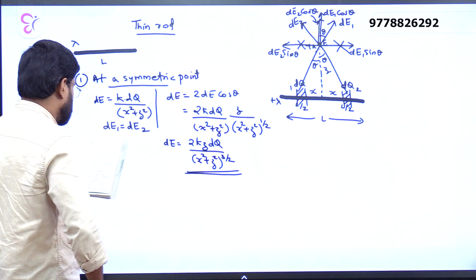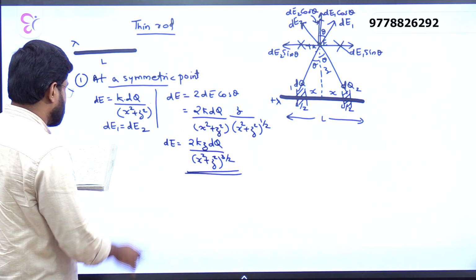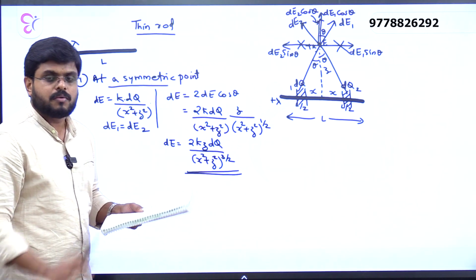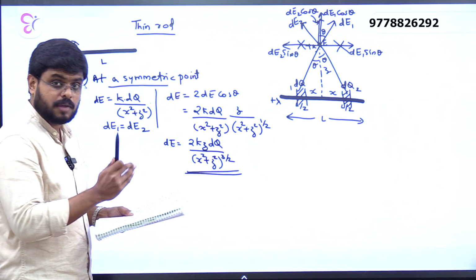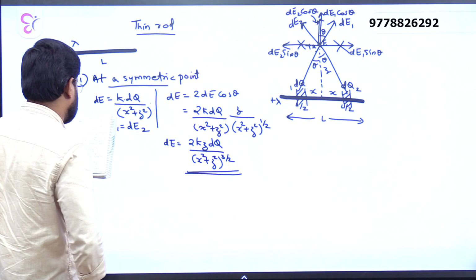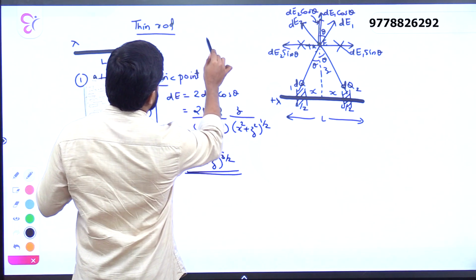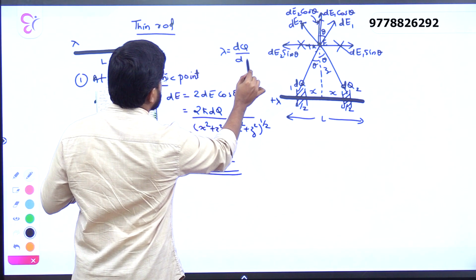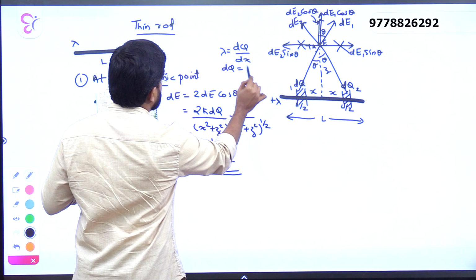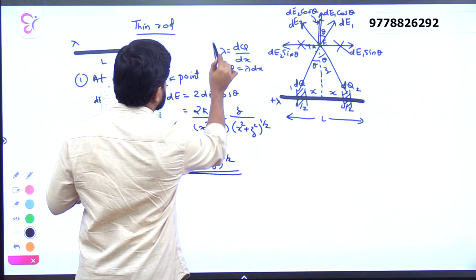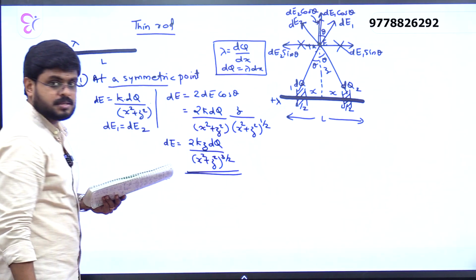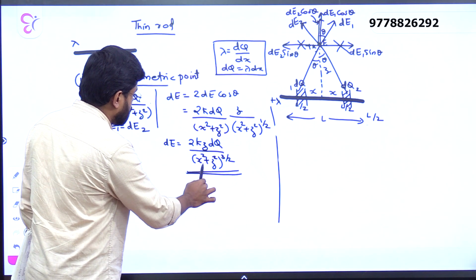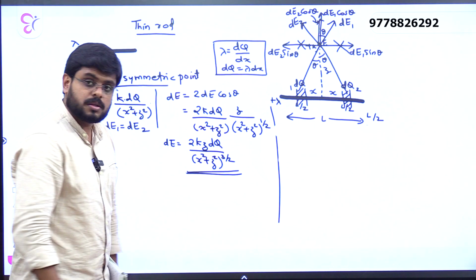So you got dE is equal to 2kz dQ divided by x square plus z square whole power 3 by 2. What is our next step? We have to find the total electric field. So in order to find the total electric field, what is this? We have lambda. What is lambda? It is linear charge density, that is dQ by dx. So dQ is equal to lambda dx. So we got dE equals 2kz dQ divided by x square plus z square whole power 3 by 2.